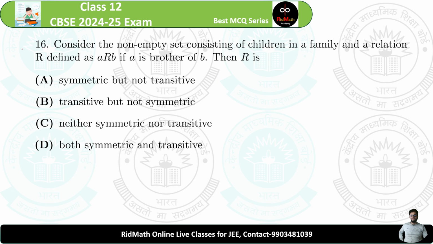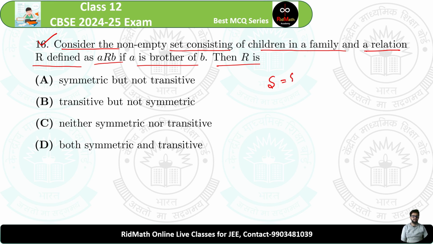Okay, next problem 16. Consider the non-empty set containing children in a family and a relation R defined as A R B if A is brother of B. Then R is which kind of relation? So in a particular family the set contains the children. Suppose there is a boy, girl, boy, girl, boy. I am taking this. So R is defined as A is brother of B. Here B1 is brother of G1, and B1 is brother of B2. Suppose B1, G1, B2, G2, B3.